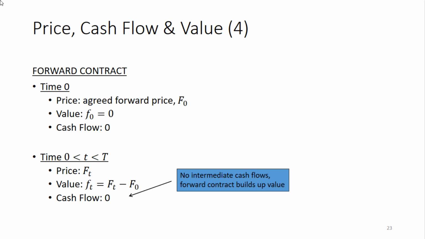So at time 0, the price that is agreed upon at time 0 and that applies to time capital T is determined. And we call that F0. So it's a price agreed upon at time 0, and that applies to time capital T to buy or sell a particular good. So then the value of this forward contract at time 0 is 0, and I denote value with a small f.